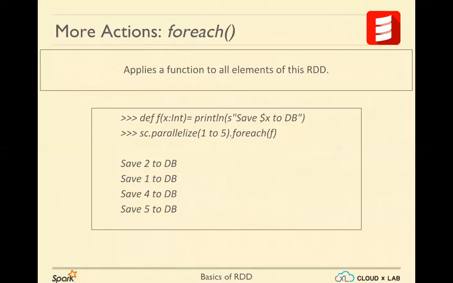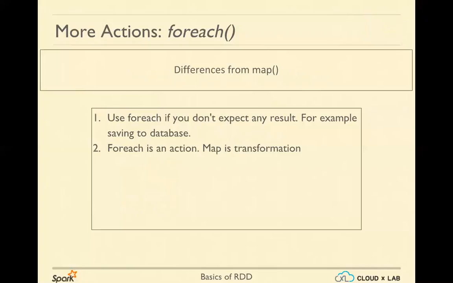Now, similar to map, we have foreach. Foreach is great when we don't want any return value. Let's say you just want to print each partition, or you want to save the data into a database or file. You don't want a new RDD. When you don't want a new RDD, use foreach instead of map. The difference from map is that when you use foreach, you do not expect any results. For example, you want to save the data to the database. Foreach is an action, while map is a transformation, meaning foreach returns immediately. So when you don't want anything in return, you use foreach.